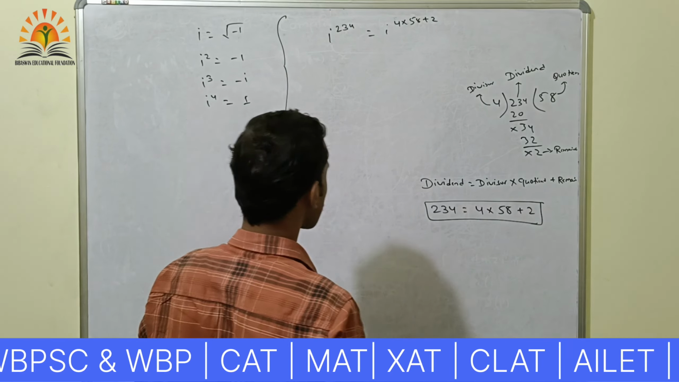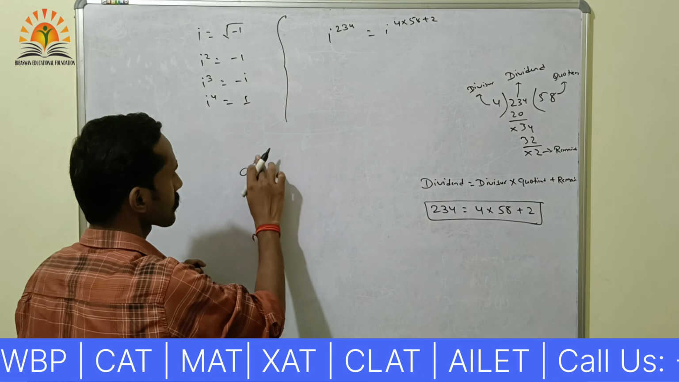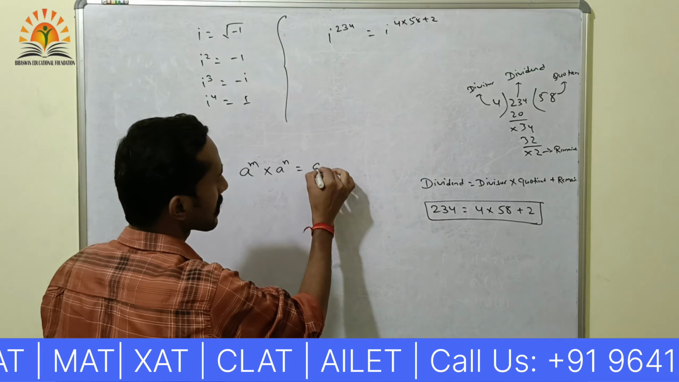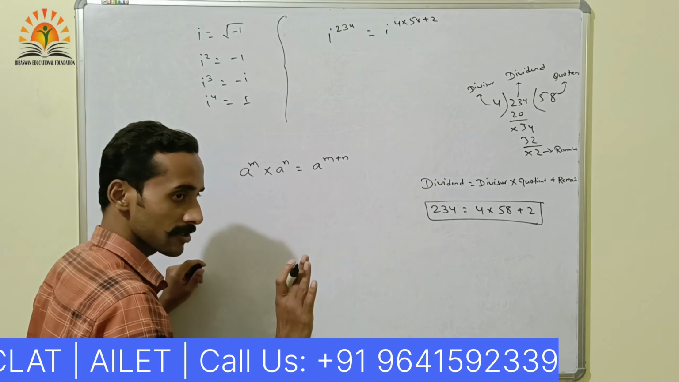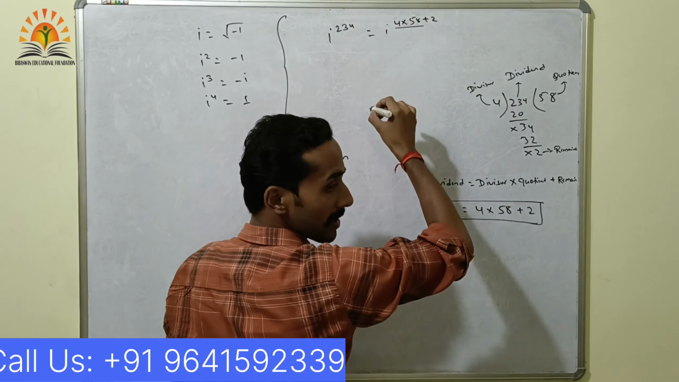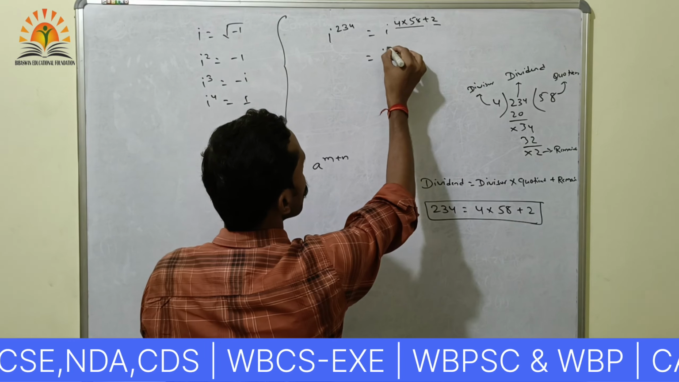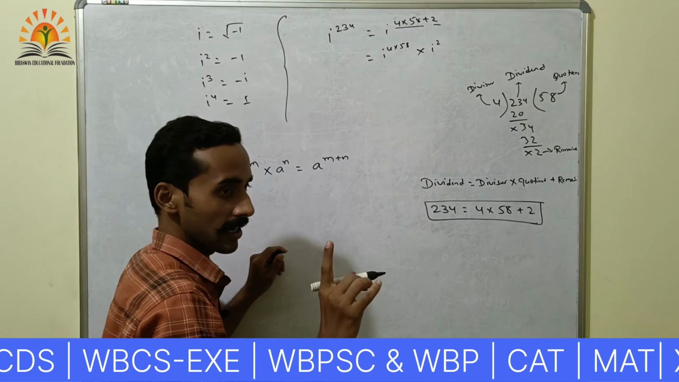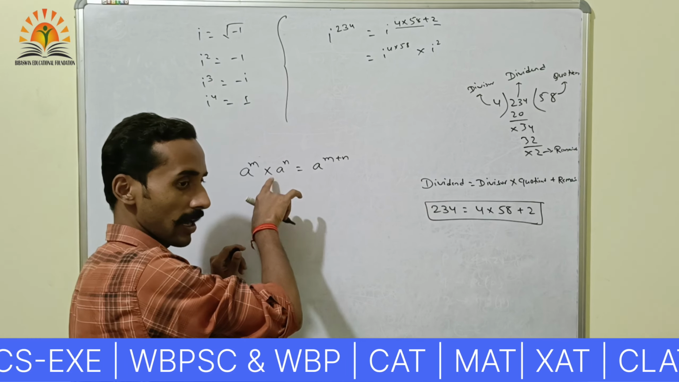Now there is a law of exponents. What is the law? A to the power m multiplied by a to the power n gives the result a to the power m plus n. Understood here? So you find there are two quantities, 4 multiplied by 58 and plus 2. So we can write it as iota to the power 4 multiplied by 58, and iota square. Understood? From this formula.